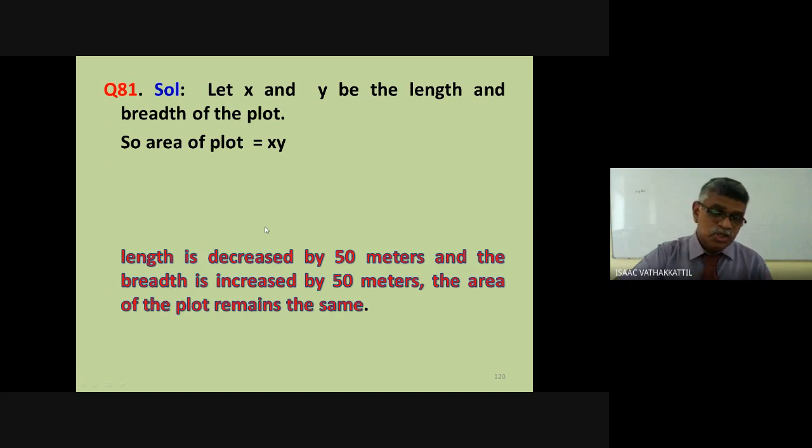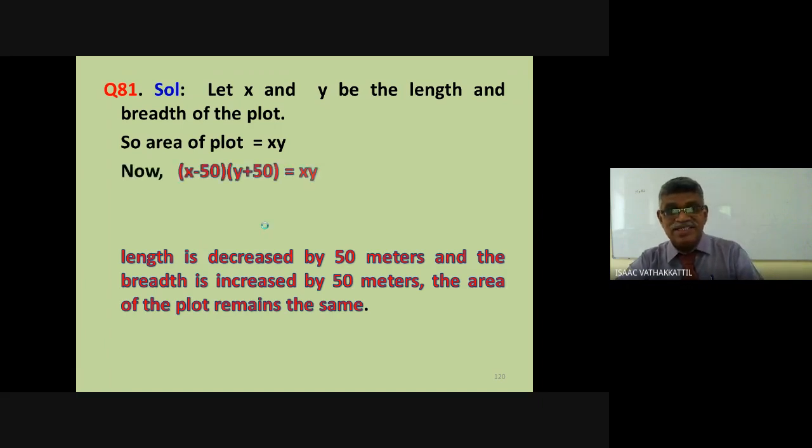If x is reduced by 50 and y is increased by 50, the area is again xy. The length is now x minus 50 and the breadth is now y plus 50. Again, that is as good as xy.